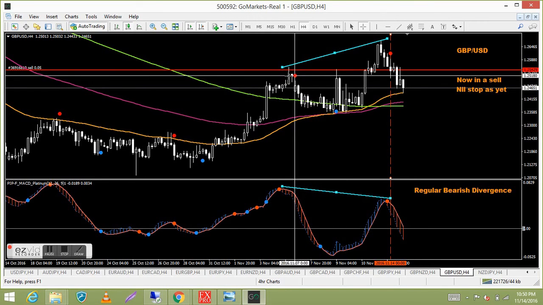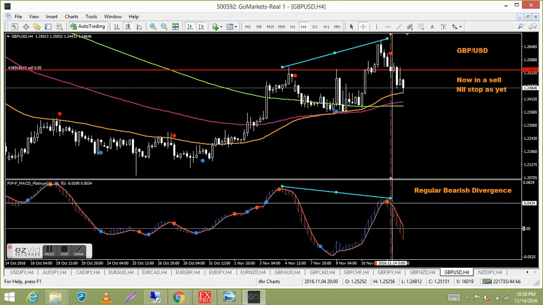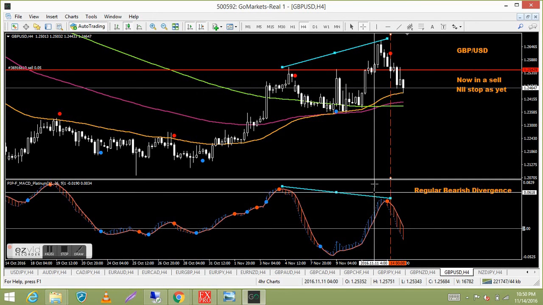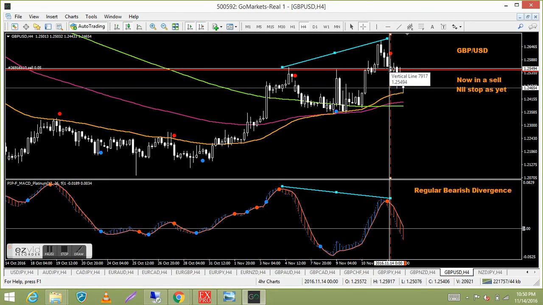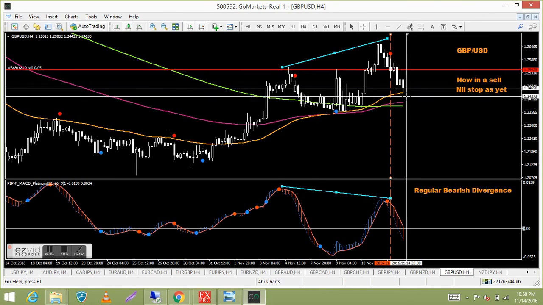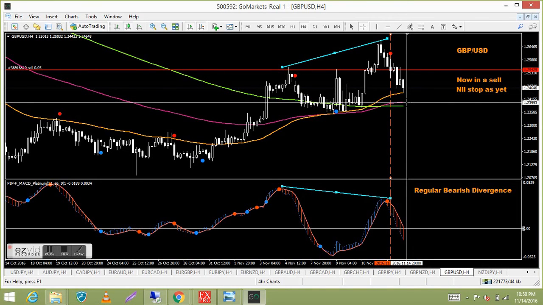Pound US dollar, oh yeah, we're in the straight, aren't we? Sell from this morning. This was a nice easy one. Divergence, blue lines. MACD didn't make a new high. Classic divergence, regular bearish divergence. Straight on there, straight in.